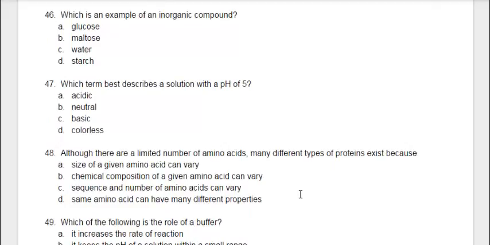47. Which term best describes a solution with a pH of 5? A. Acidic, B. Neutral, C. Basic, D. Colorless. 48. Although there are a limited number of amino acids, many different types of proteins exist because A. Size of a given amino acid can vary, B. Chemical composition of a given amino acid can vary, C. Sequence of amino acids can vary, D. Same amino acid can have many different properties.